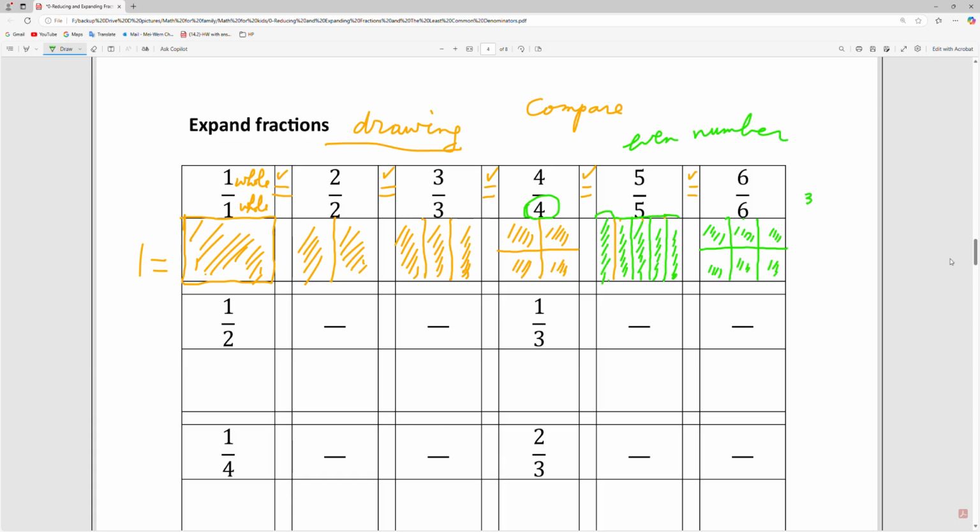Okay, so how to draw a fraction is very important. For example, here, I ask you to draw 1/2, so you cut in half and only shade 1 out of 2. The whole thing is here, you cut in half, this is 1/2, this is another 1/2, you only shade 1 part. Make sense?